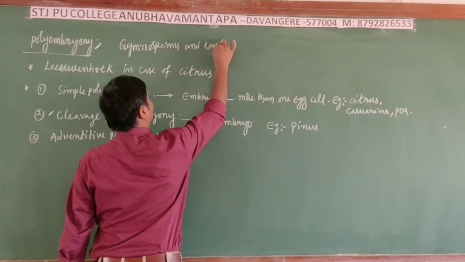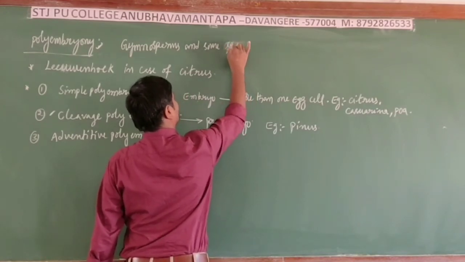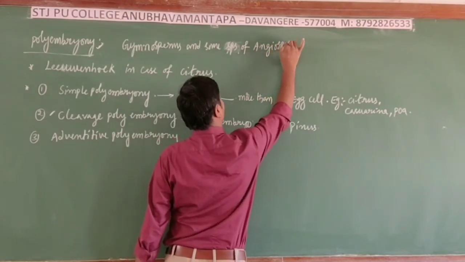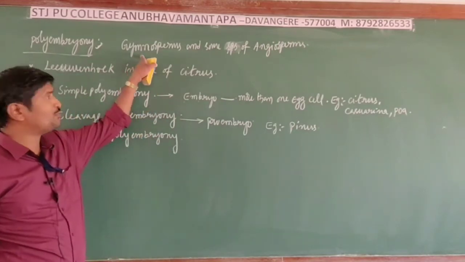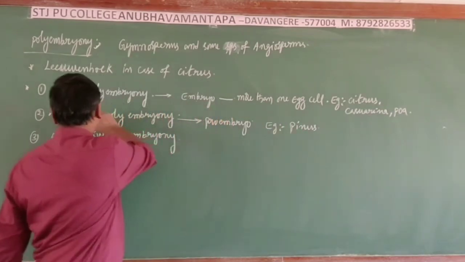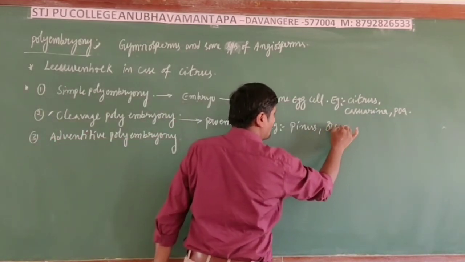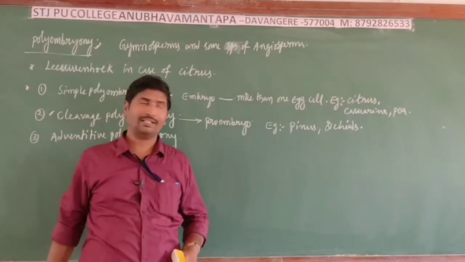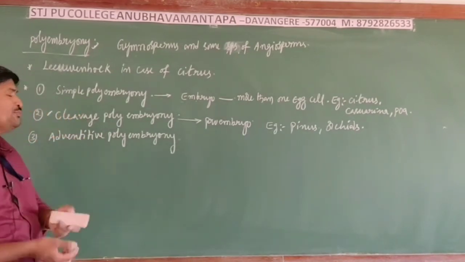Some species of angiosperms. The polyembryonic condition is common in gymnosperms and some species of angiosperms. Here, the example is cleavage polyembryony. And orchid. Orchids are monocots. They belong to the Orchidaceae family. Next one, adventitive polyembryony. What is adventitive polyembryony?